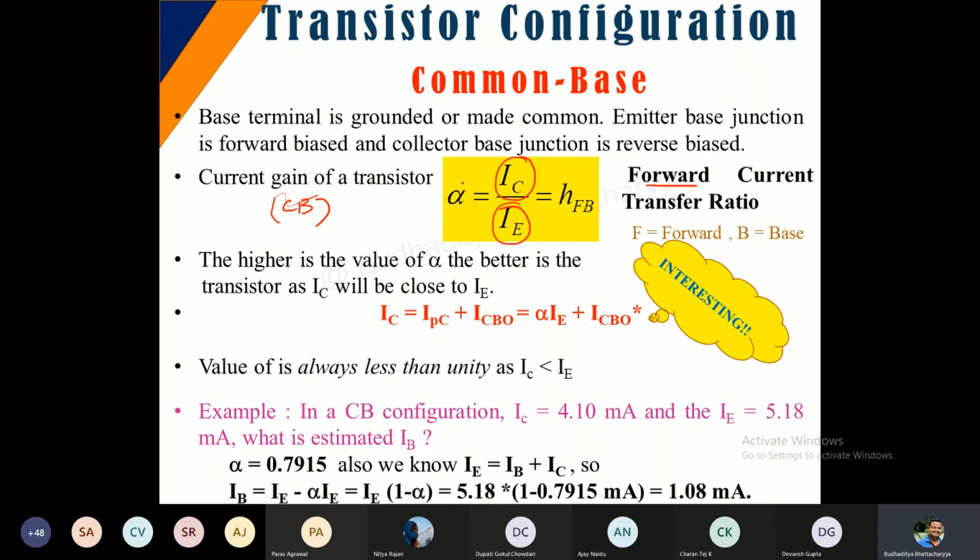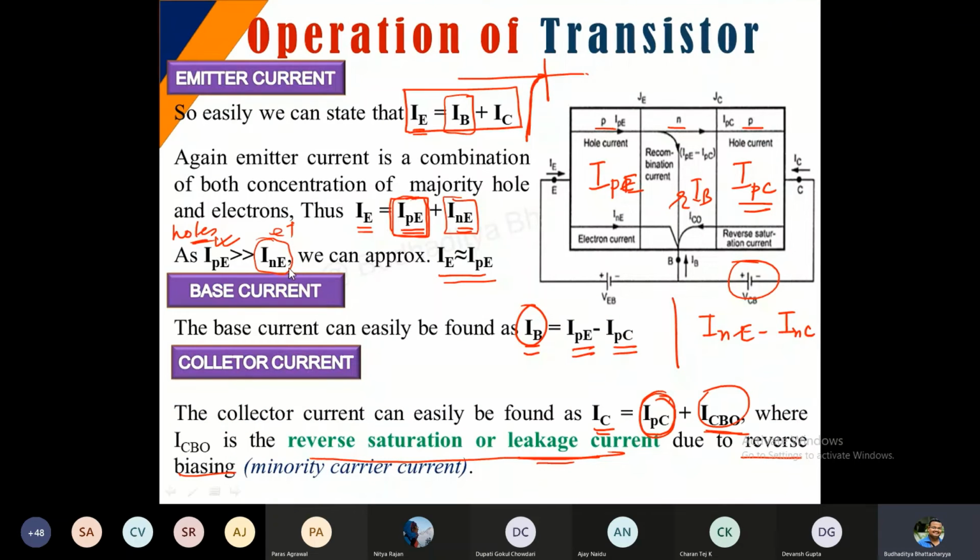We will see soon that there is another current gain parameter in common emitter as well. We will try to relate the two parameters together so that we can alternatively use the different configurations at times. If you observe carefully, a higher value of alpha is better, as the transistor's IC will be close to IE. Remember, I told you in one of the diagrams that if IPE is far greater than INE, we can approximate IE as IPE. IPE was the emitter current.